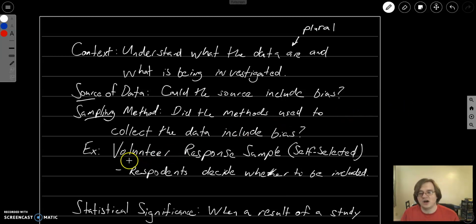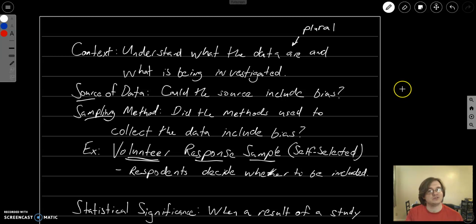So for instance, one way to collect data is using a volunteer response sample. And this could be something like an internet survey, where when you go to a website, you are asked for your opinion on something. And whether or not you take part in the survey is up to you. You volunteer your response to the questions. And in doing this, whether or not you respond can include some bias.